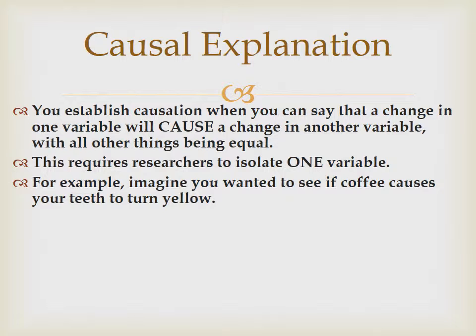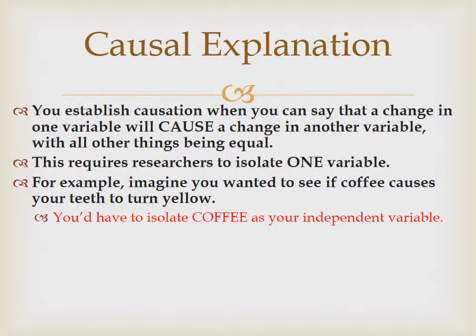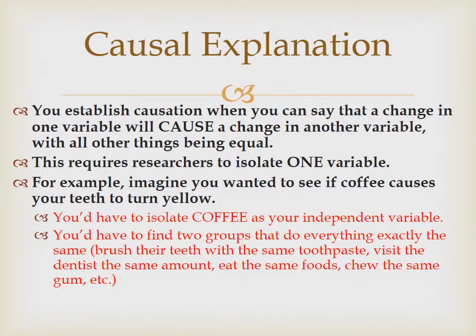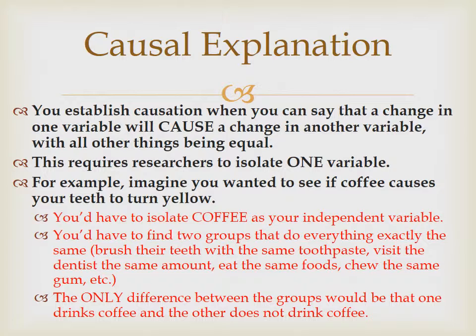So imagine you wanted to see if coffee causes your teeth to turn yellow. You would have to isolate coffee as your independent variable. You'd have to find two groups that do everything the same. They brush their teeth with the same toothpaste, they visit the dentist with the same frequency, they eat the same foods, they chew the same gum. Everything's the same except for the variable coffee. The only difference between the groups would be that one group drinks coffee and the other one does not drink coffee. And that is the only way we can know if the difference in teeth color has something to do with coffee. Because if the groups vary in other ways, we won't know what caused the yellow.